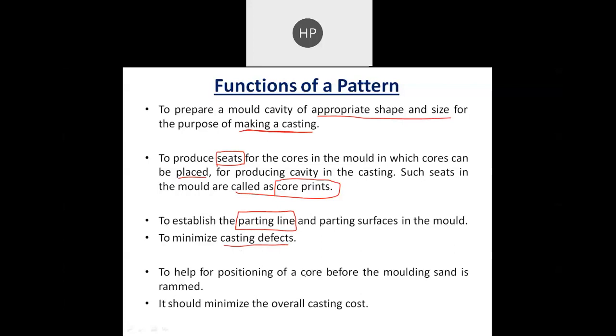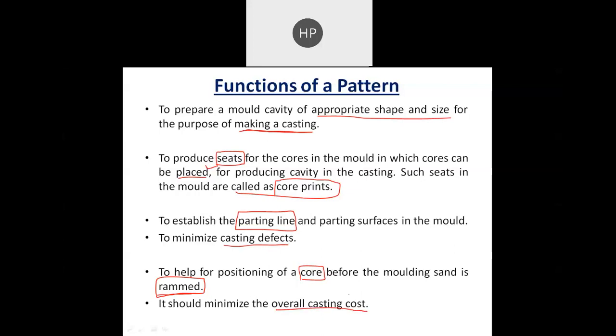To help in positioning a core before the molding sand is rammed. Ramming is a process through which we pack the sand all around the pattern, and before that we have to fix the core. So how is the core fixed? If we have core seats. So for proper positioning of those core seats and the core during the ramming operation of the sand, a proper pattern is required, and it should minimize the overall casting cost.